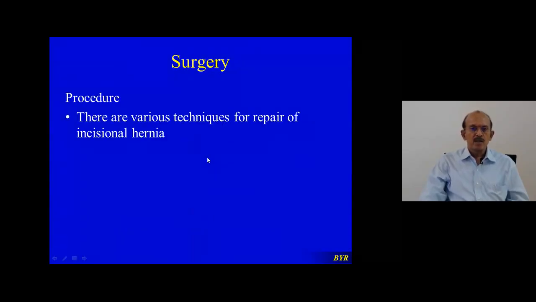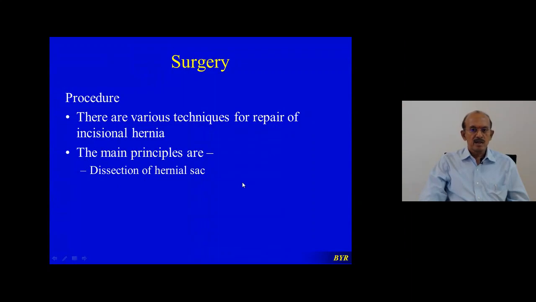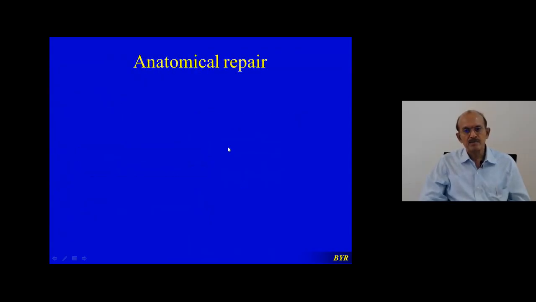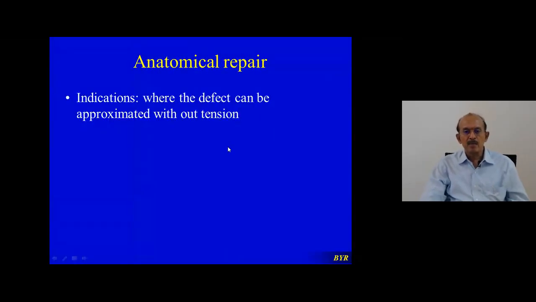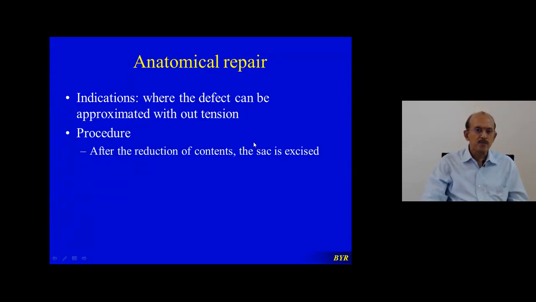Procedure: there are various techniques for repair of incisional hernia. The main principles are dissection of the hernial sac, reduction of the contents, and repair of the defect. Anatomical repair: here the defect can be approximated. Where the defect is approximated without tension, that means there is less than 2 centimeters gap, you can go for this anatomical repair.